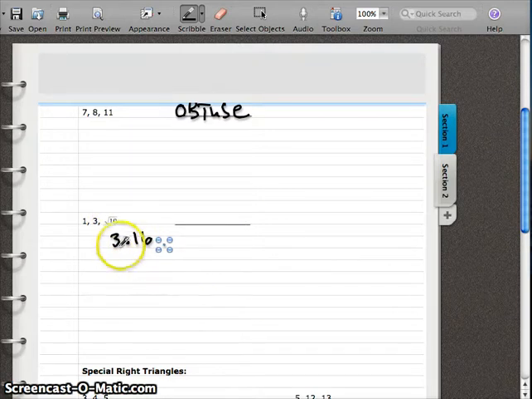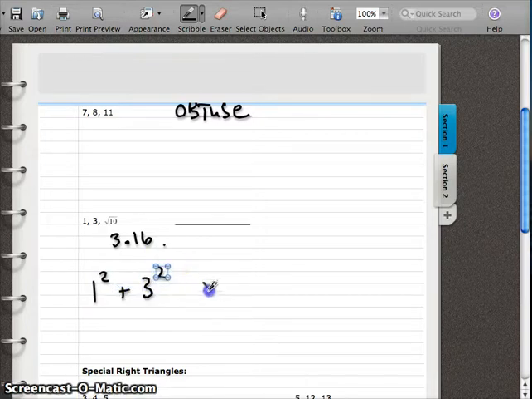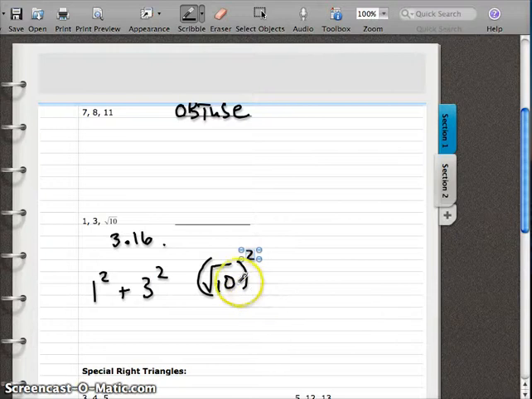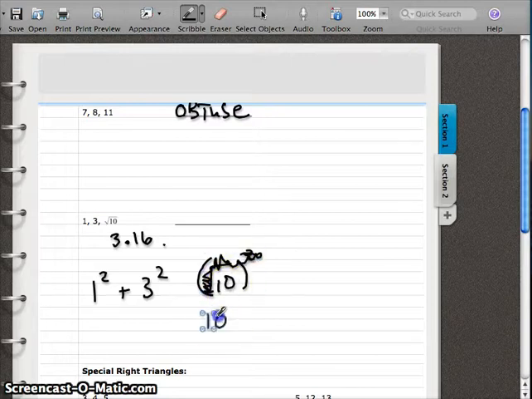So again, check to make sure, is 1 plus 3 greater than 3.16? Yes. So we are dealing with a triangle. Now we need to see what type of triangle it is. So we're going to do 1 squared plus 3 squared, and how does that compare with the square root of 10 squared? Hopefully you remember by now that squaring a square root undoes itself. So all of that goes away and we're left with the number underneath. So we're just left with 10 after we square that.